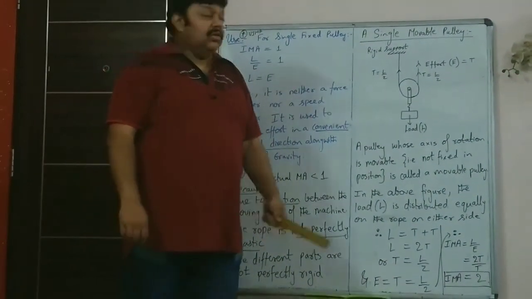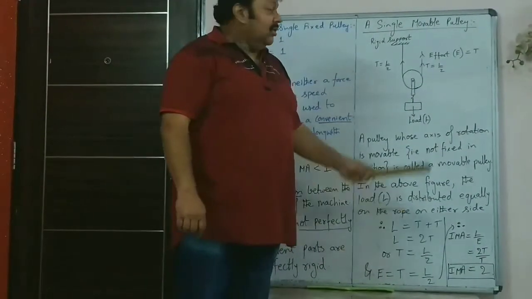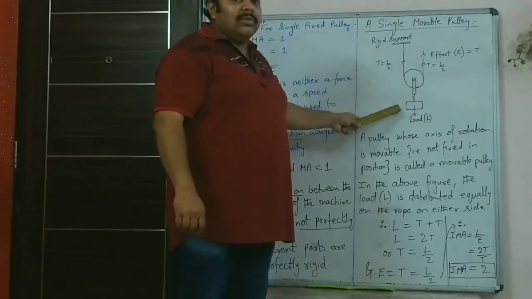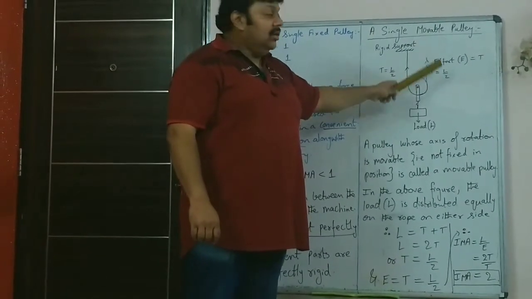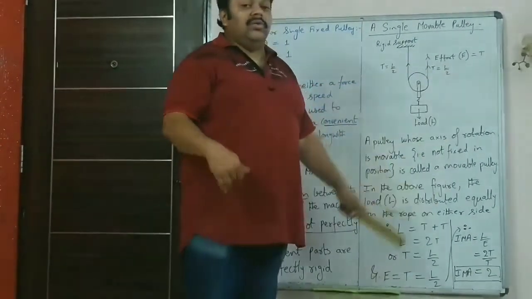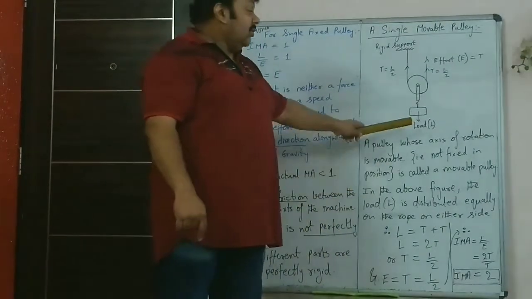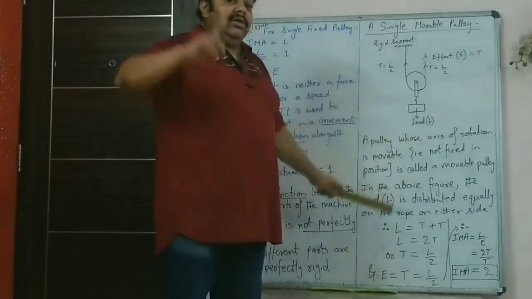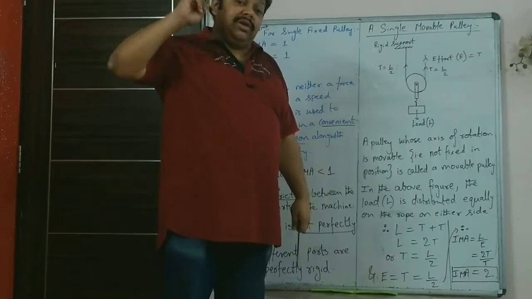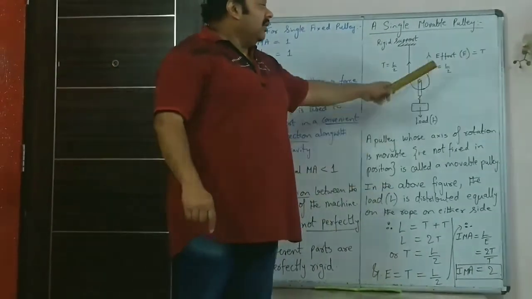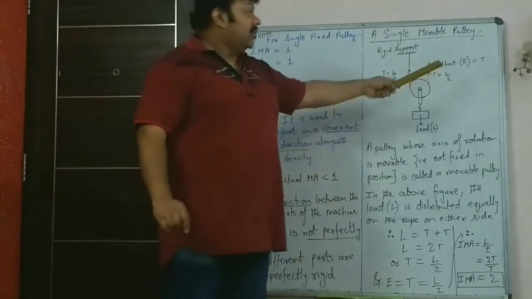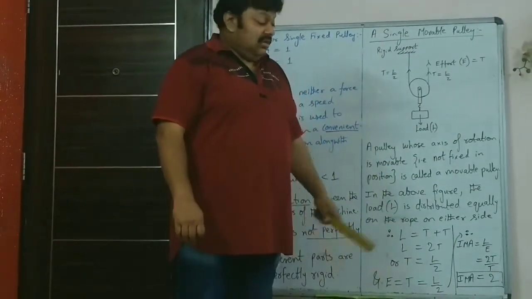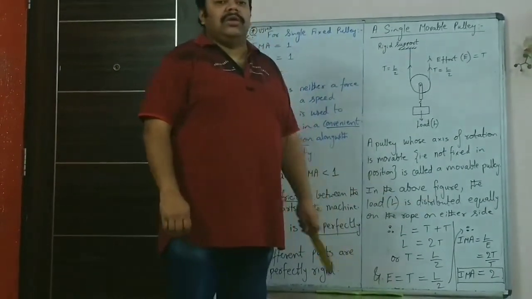What does that mean? To lift 10 kg, this is the rope which is supporting 5 kg. How much does this person have to apply? 10 upon 2, only 5 kg. So to lift a bucket of 10 kg, in a single fixed pulley you needed 10 kg. In a single movable pulley you need only 5 kg of effort in the ideal case. So it becomes a force multiplier.